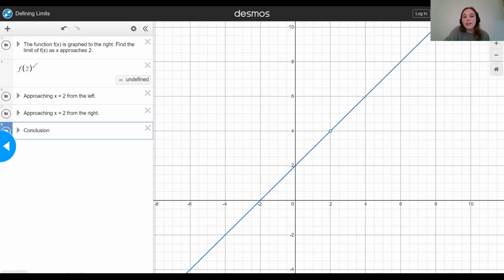I can come from the negative infinity direction and go towards positive 2, or I could come from the positive infinity direction and go towards positive 2. If I'm coming from the negative infinity direction, that would be coming from the left. And if I'm coming from the positive infinity direction, that would be coming from the right. So let's start by looking at the values as we approach 2 from the left.